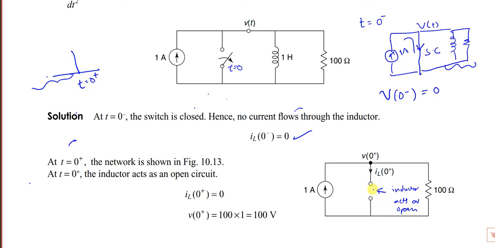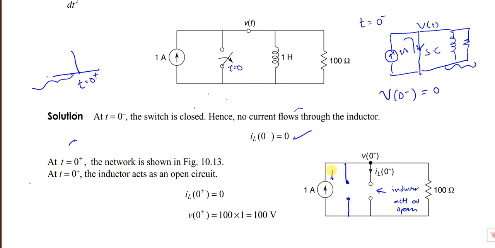Just after switching, the inductor acts as open. Here the switch is open, and the inductor acts as open. Okay. Now, before switching, the switch is closed and all the current is flowing through the short circuit path.